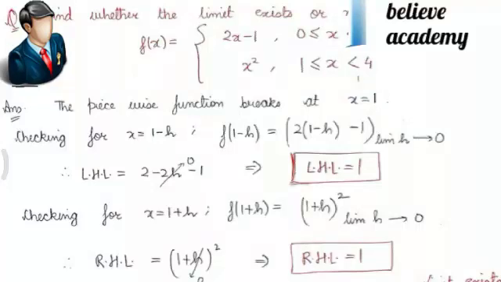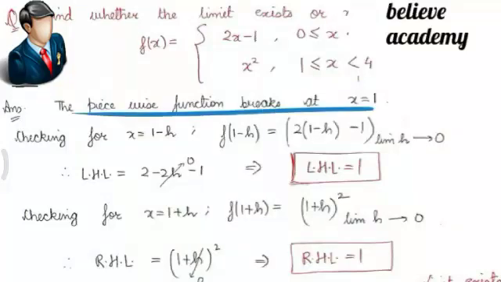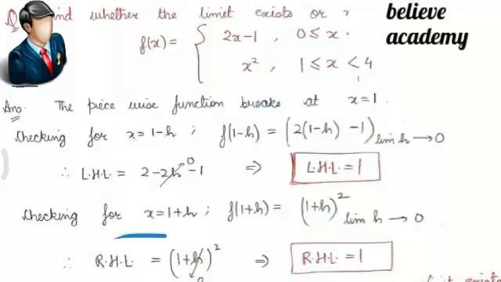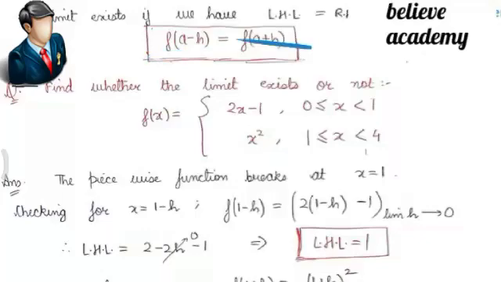So basically the function breaks at x is equal to 1 here, you can check it out. So we need to check the limit at the point x is equal to 1. Okay, I have written this point for you here. Now first of all we need to check for x is equal to 1 minus h and then x is equal to 1 plus h, because f of a minus h and f of a plus h.